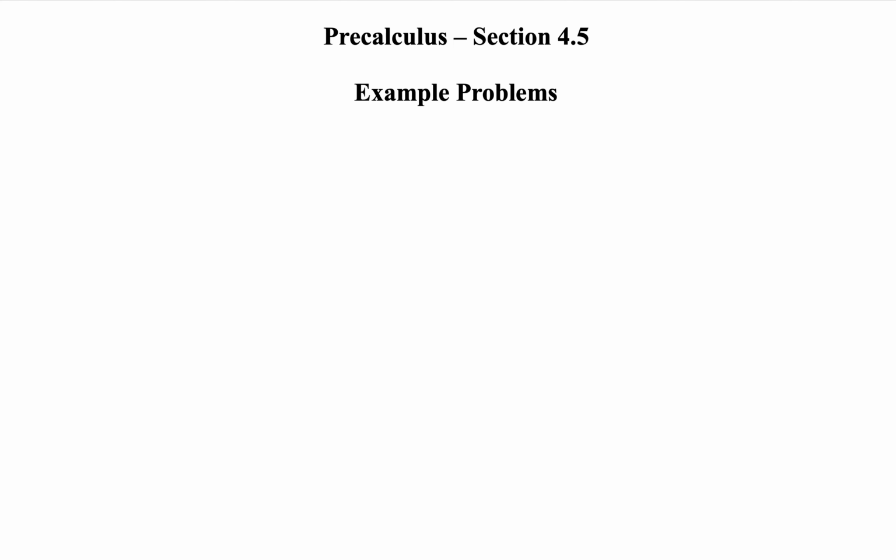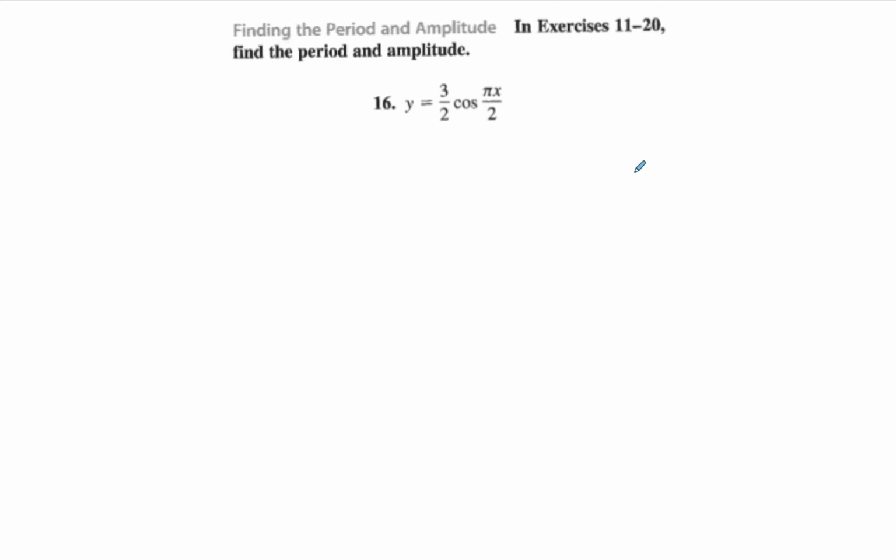I'm going to run through some example problems from section 4.5. So, first thing is identify the period and the amplitude. Now, amplitude is easy, it's just the vertical stretch. So the amplitude in this case is just the multiple 3/2, or I suppose 1.5.